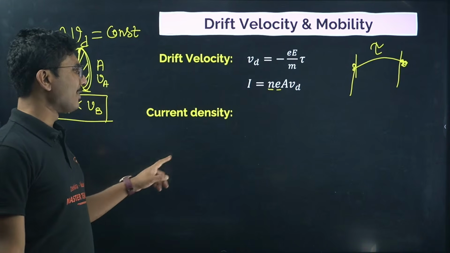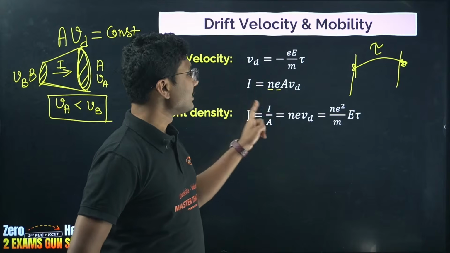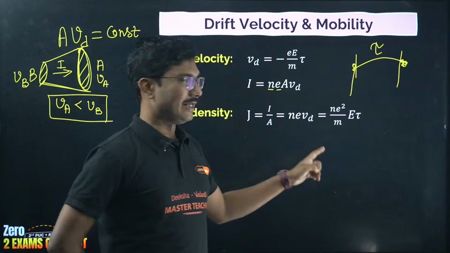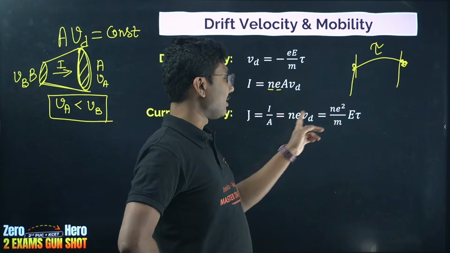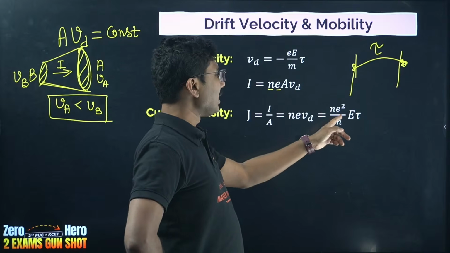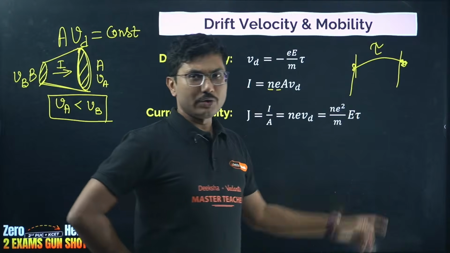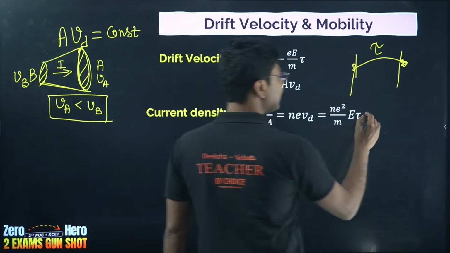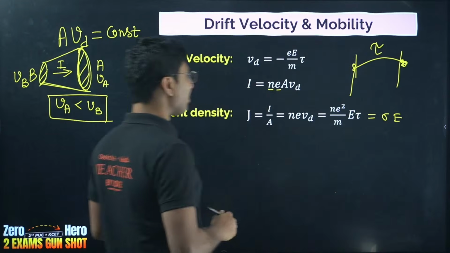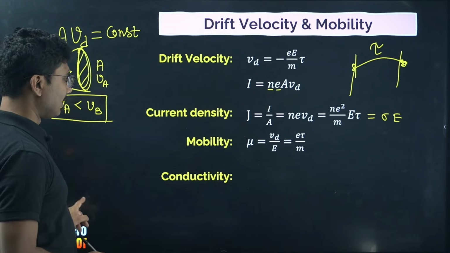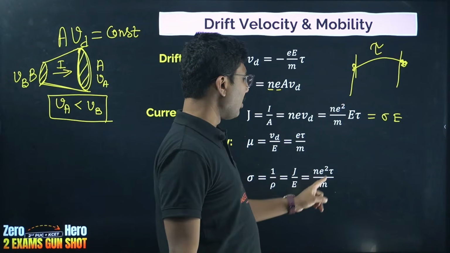Now, what is current density? Current density is current divided by area. So this is given by n e vd. If you put in the value of drift speed, you will get n e squared over m into E into tau. We know that this equals sigma E. So if you compare this, you can also calculate the conductivity. Conductivity is given by n e squared tau upon m.